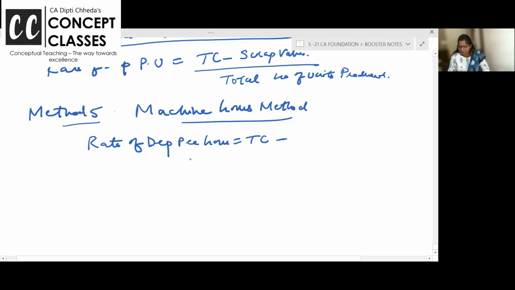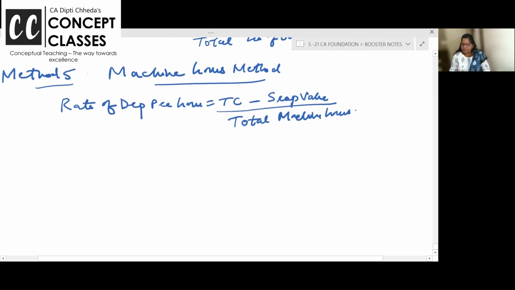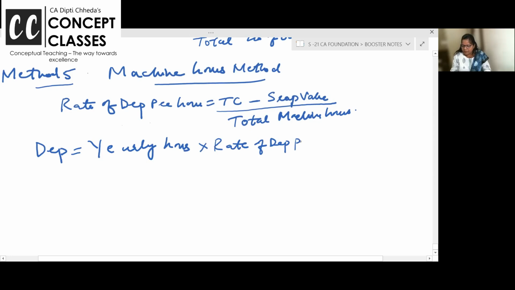Rate of depreciation per hour is total cost minus the scrap value divided by total machine hours. So you will get the rate of depreciation per hour. Then total depreciation will be yearly hours, how many hours are there, multiplied by rate of depreciation per hour.